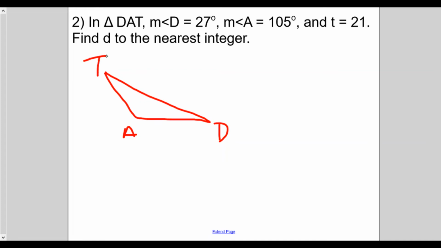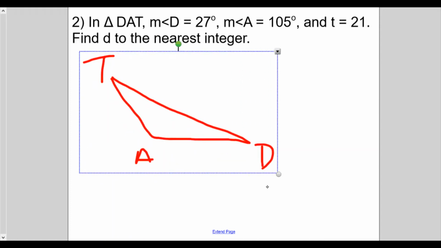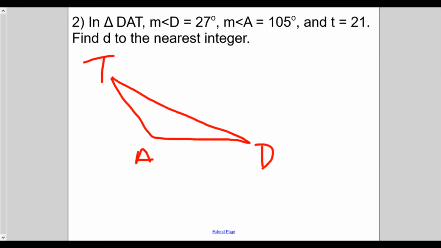So let's label the diagram and fill in the information. We know angle A is 105 degrees, and angle D is 27 degrees, and we want to find the side opposite angle D, so here's D. We know the side opposite angle T is 21.